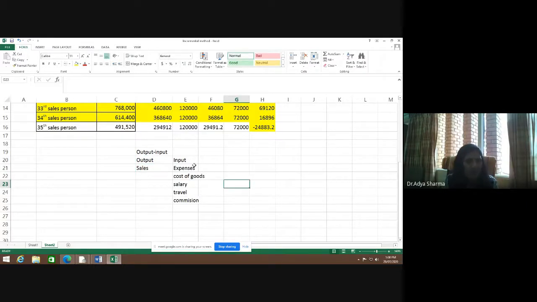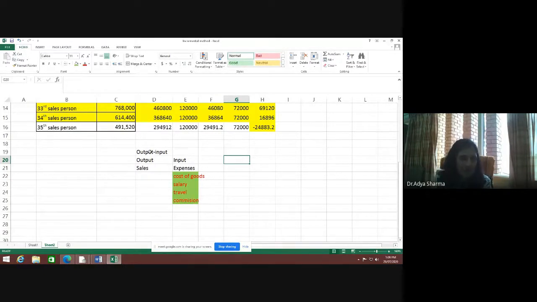Do you understand? What we did is we just understood that we do output minus input. This is the output and these are the inputs. If you don't understand expenses, you further bifurcate it. Expenses means cost of goods, salary, travel, commission in this example. Maybe there may be advertisement also, but this company hasn't spent anything on advertisement, so we are not taking it. This is the only thing that the company told us.